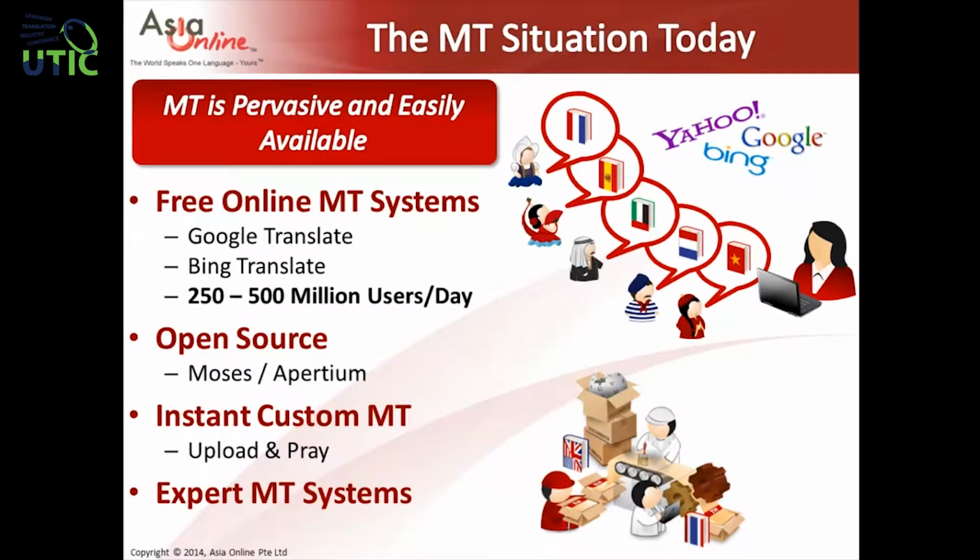Today we see that MT is pervasive and easily available all over the place. You have Google and Microsoft, and they're estimated between 250 and 500 million users every day. So we've already reached a point where 99.9% of translation in the world today is done by computers. But MT does not have as deep a penetration in the professional translation world.